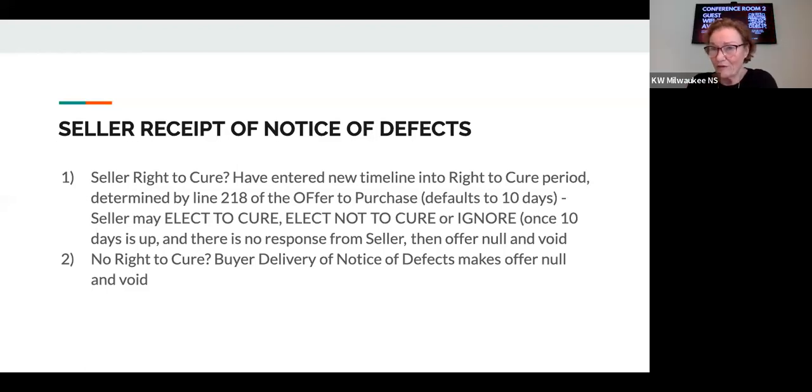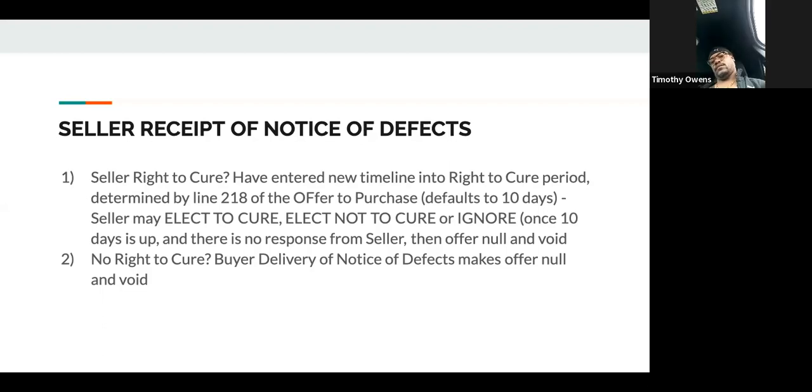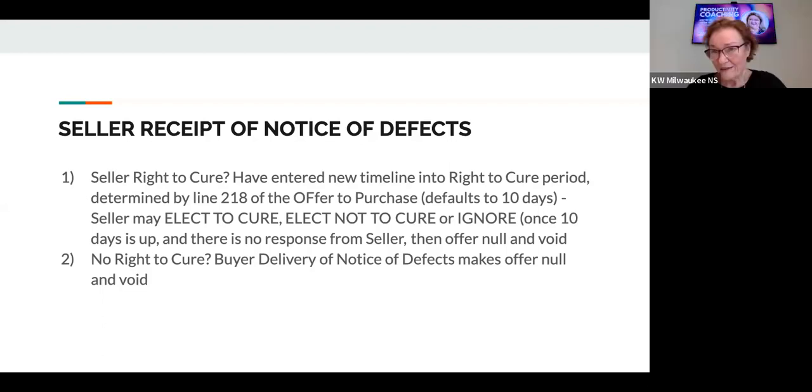I am going to cure the defects, and that means all of them. There's no negotiating at this point. Or he sends a written notice back, I am not going to cure. Or he ignores the 10-day period. If he ignores the 10-day period, or if he sends a notice saying he's not going to cure, the deal is dead. If he elects to cure, the deal is kept alive and he will fix these defects, and the buyer is going to closing for this property.